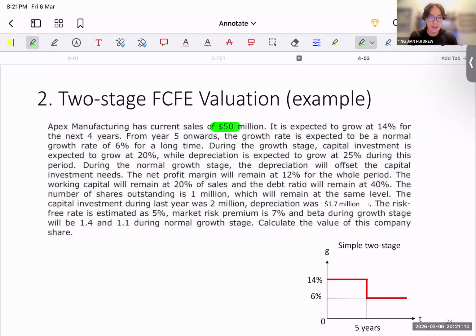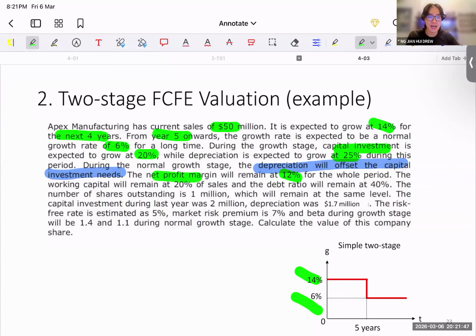So sales again, 50 million, no change, growing at supernormal at 14% for the next 4 years, and from year 5 onwards, it's growing at 6% for the long term. Okay. During the growth stage, capital investment is growing at 20%, depreciation at 25%, right? Exactly the same. Now, in the normal growth, depreciation offsets the capital investment needs. So there's going to be some offsetting when there's a normal growth level. The net profit margin remains at 12%.